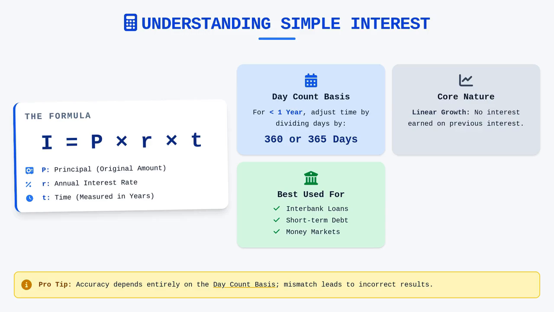Accuracy here requires a disciplined approach to identifying the day count basis, as a mismatch between the rate convention and the time factor will inevitably lead to an incorrect result. It is vital to recognize that simple interest lacks the exponential growth component inherent in longer-term investments, making it unsuitable for multi-year capital market placements.